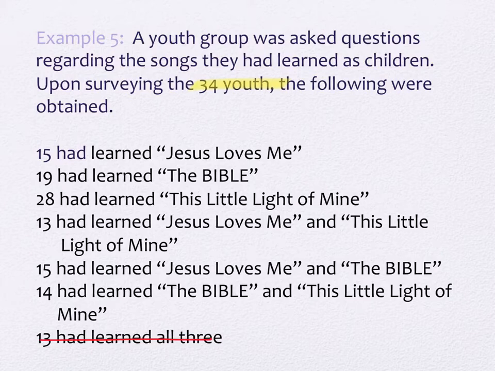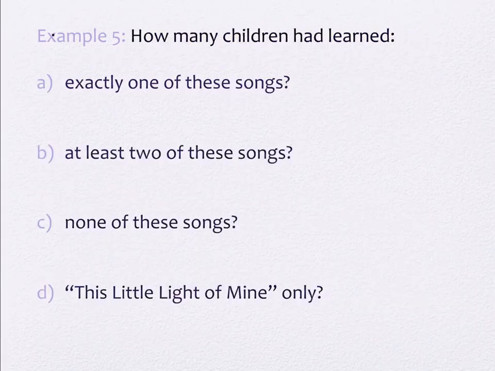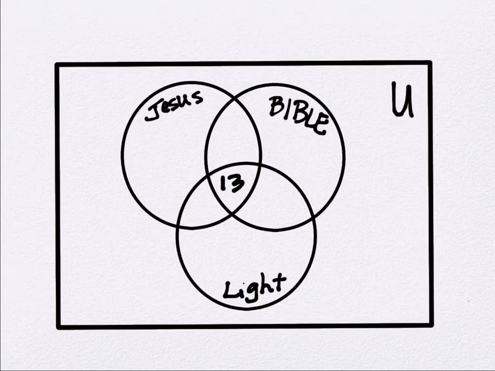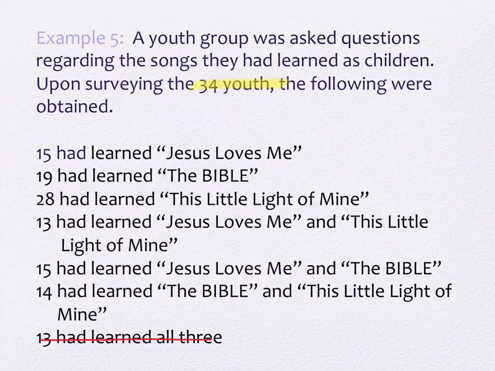It said 14 had learned the BIBLE and this little light of mine. So that would be this piece of my diagram, right? It's supposed to be adding up to 14, so I need 1, right, to add up to 14. And we're done with this one.